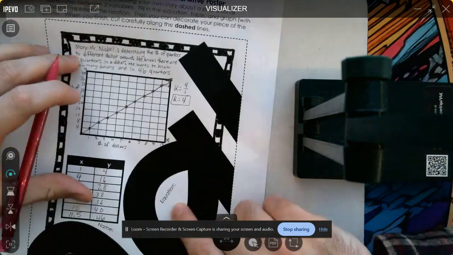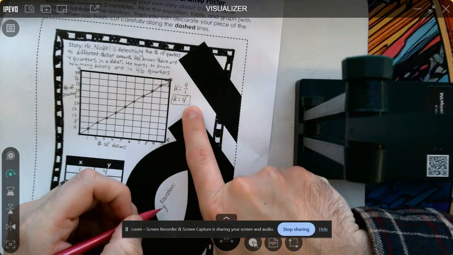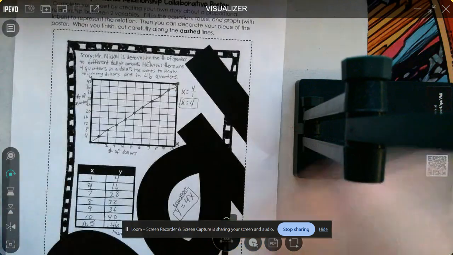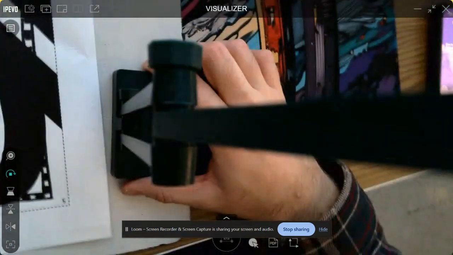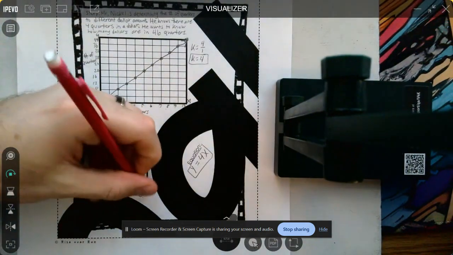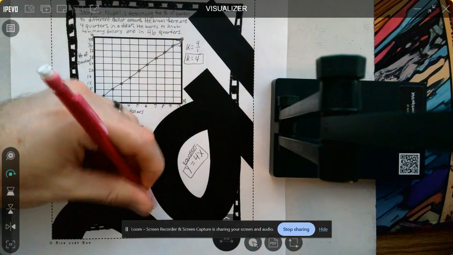So what's my equation? Here, my equation is my k value, y equals kx. My k is 4. So my equation would be y equals 4x. And then, of course, I want to write my name on my beautiful poster. So my name, of course, is Jacob Nickel, of course.